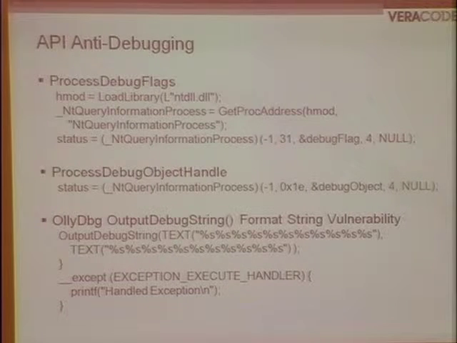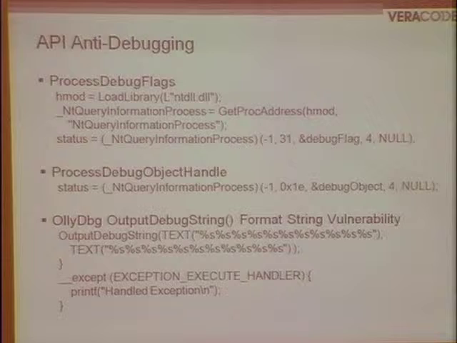Process debug object handles the next one here. We use a call again to query information process. First parameter of -1 indicating ourselves. Second parameter of 0x1e. This one returns a handle to the current debug object for the target process. If the target is being debugged, it'll return a debug object handle. If it's not, you don't get anything back. So we can use this to determine the debugging status of a target process and act accordingly.